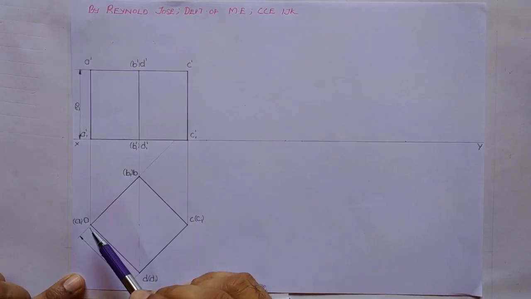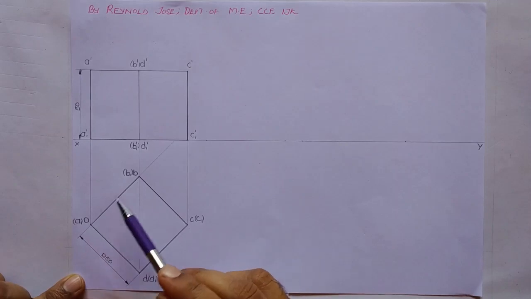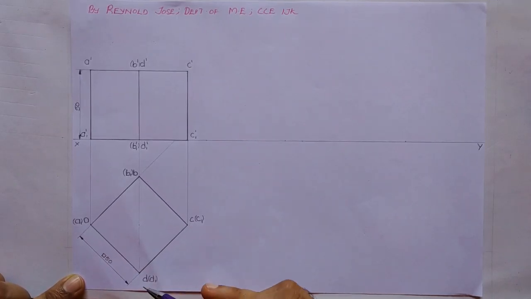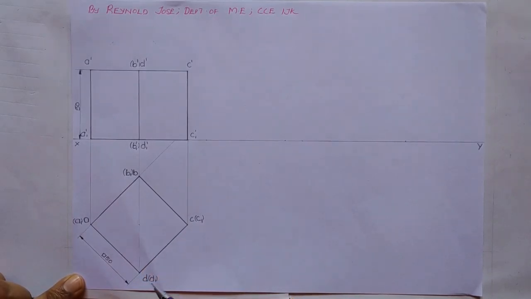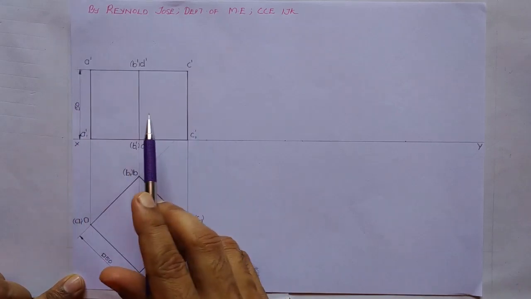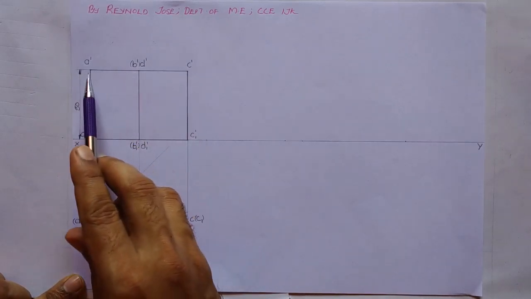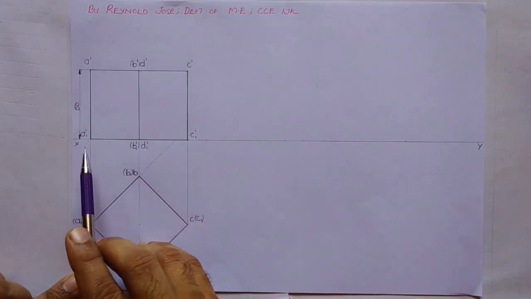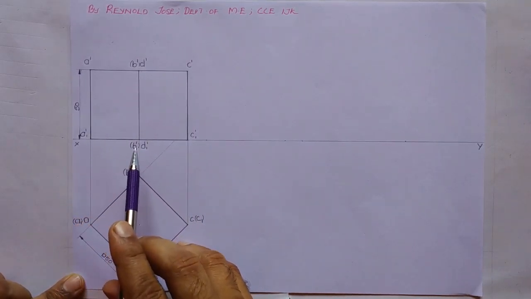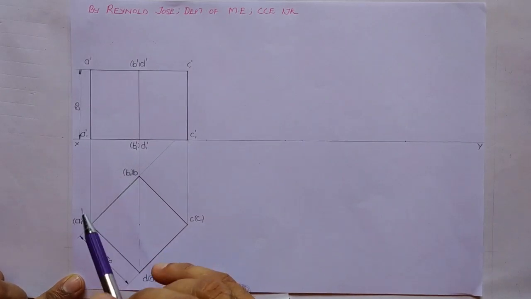In the top view, the visible corners are A, B, C, D, and the invisible corners are A1, B1, C1 and D1. Likewise, I have marked the front view also. Here the top face corners are A dash, B dash, C dash, D dash, and the bottom face corners are A1 dash, B1 dash, C1 dash and D1 dash.